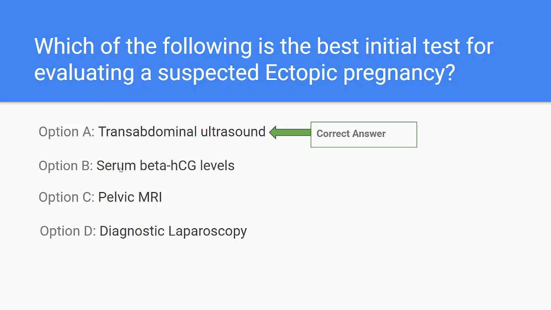Beta HCG levels also represent the case of ectopic pregnancy. But in this condition, what happens? This beta HCG level can show the pregnancy, but wherever it is located and what is the extension, we can't identify through this beta HCG level. Pelvic MRI and diagnostic laparoscopy are not at all indicated for this test.